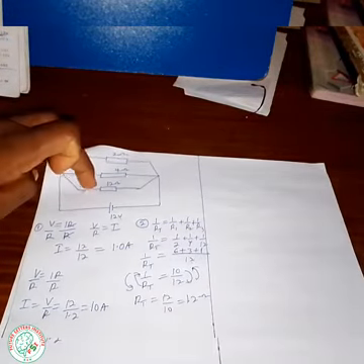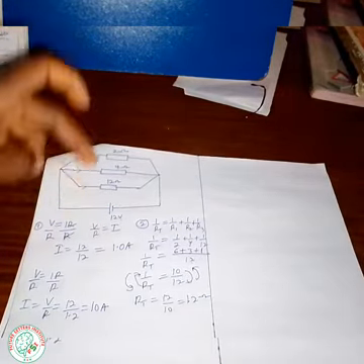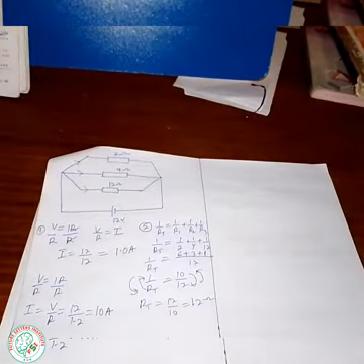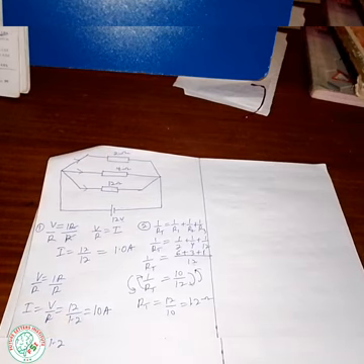Or you can just say 12 divided by 12, 1. 12 divided by 4, 3. Then 12 divided by 2, 6. So 1 plus 3 plus 6 is still going to give us 10. So any of the formulas you use will always give you the answer you need.